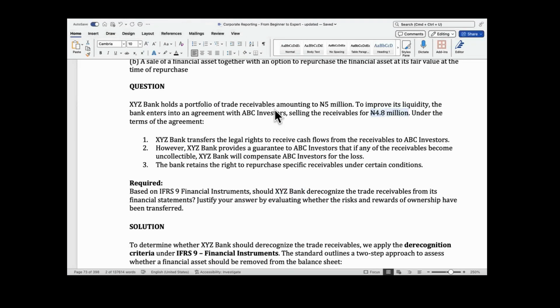Can anyone tell me how this 4.8 million will be accounted for? Anybody? How is he going to present this 4.8 million in his books that he has collected?